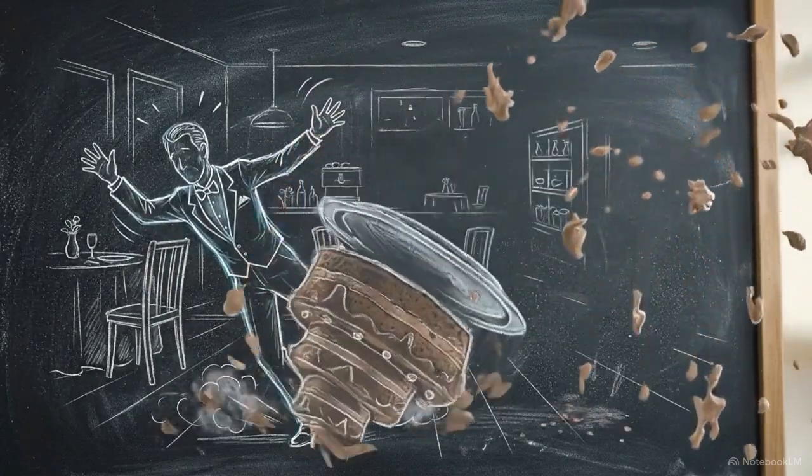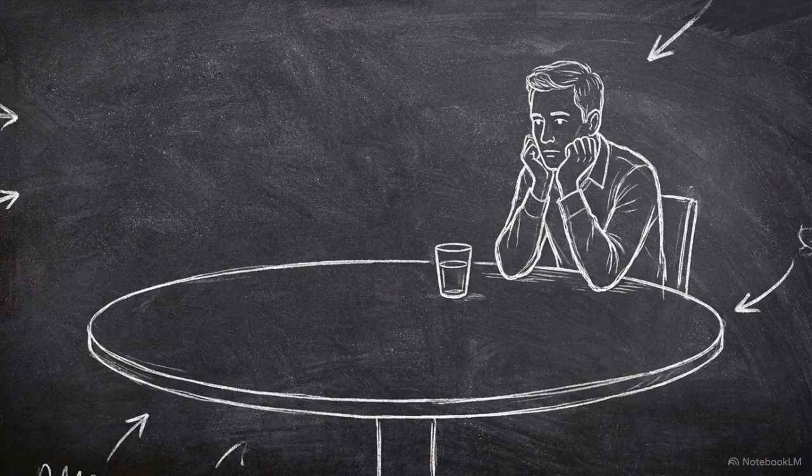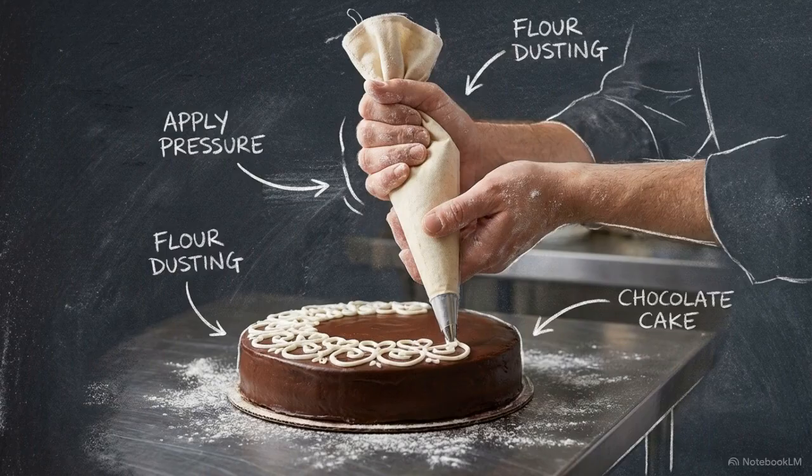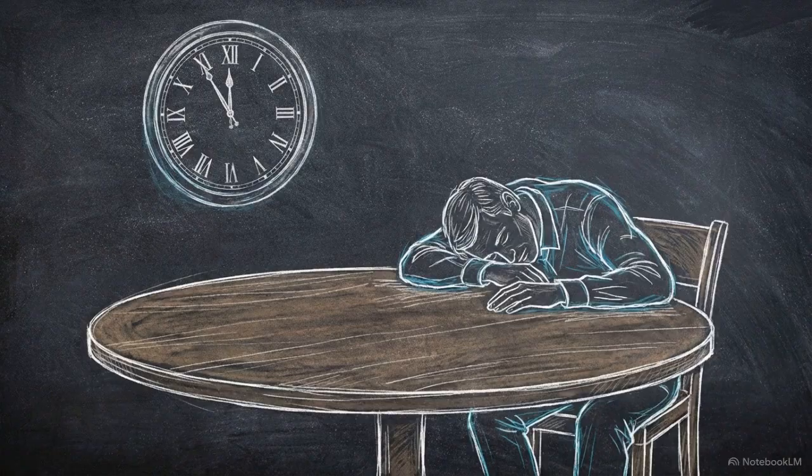all over the floor. In a traditional restaurant, fixing this takes time. The waiter has to find a manager, explain what happened, fill out a waste form, and wait for the chef to bake a brand new cake. You sit there with an empty table for 20 minutes.